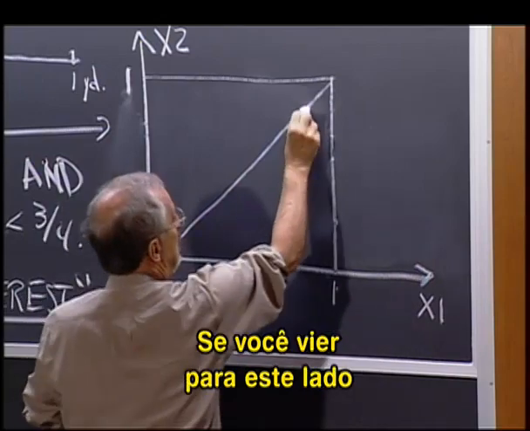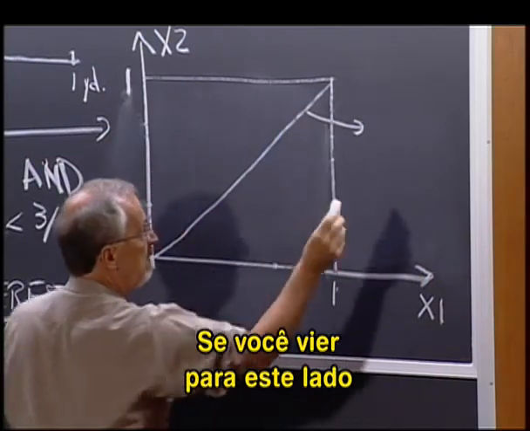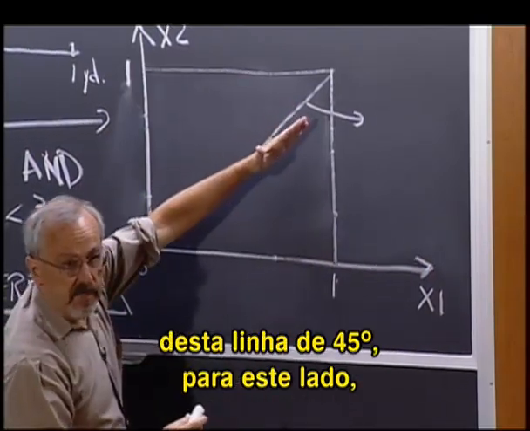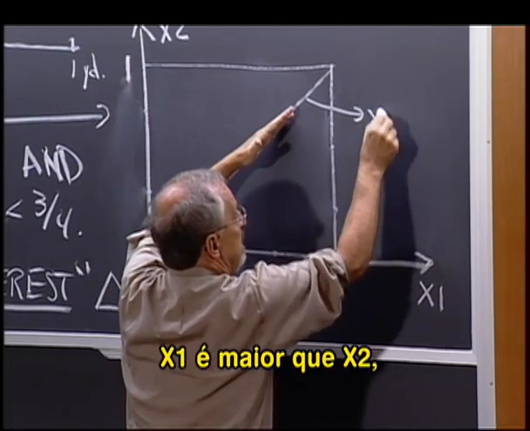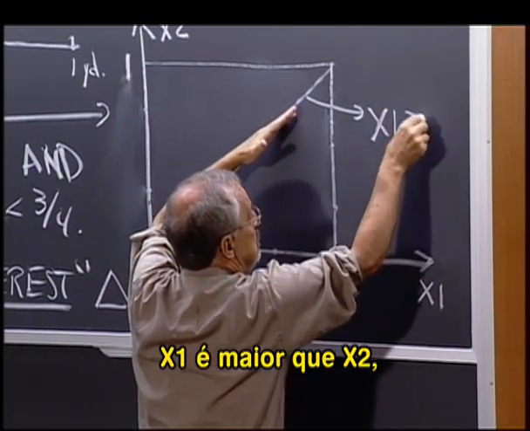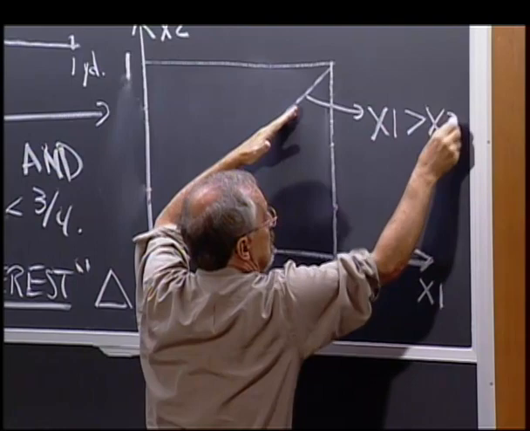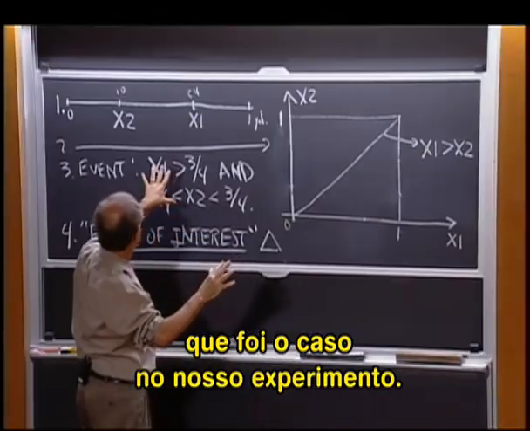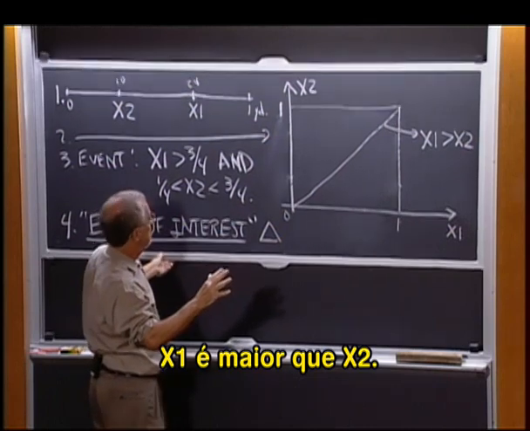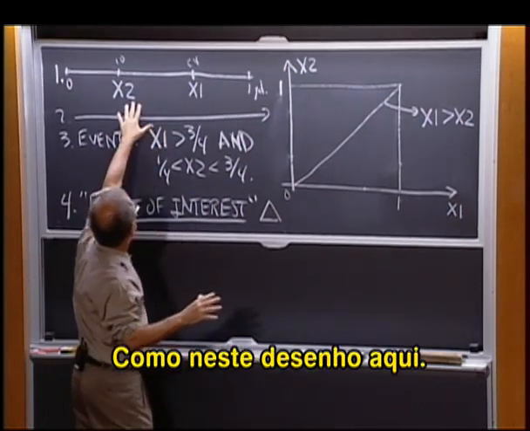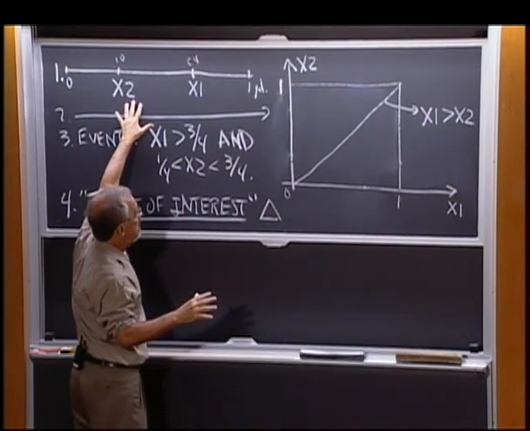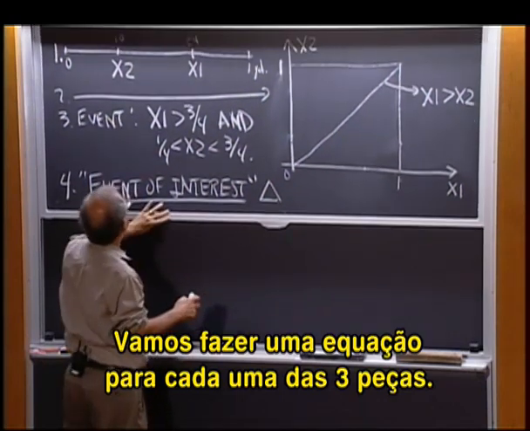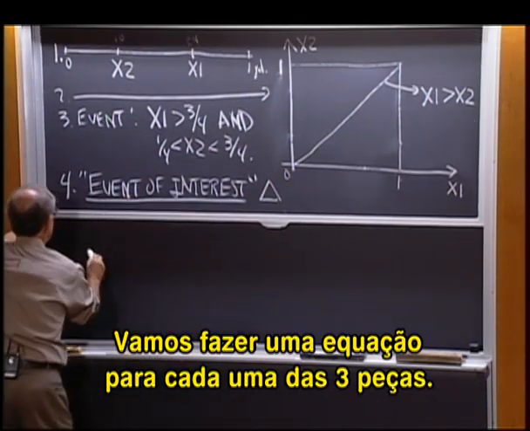If you go to this side of this 45 degree line, you find that x1 is greater than x2, which is the situation that we found when we did our experiment. Okay, so x1 is greater than x2, just as we have in this drawing right here. So what we need to do is write an equation for each of the three pieces.